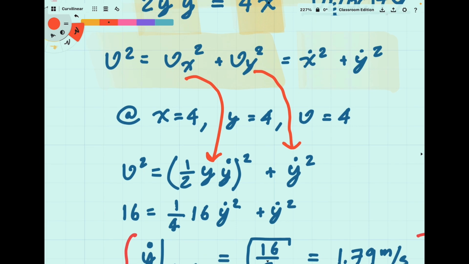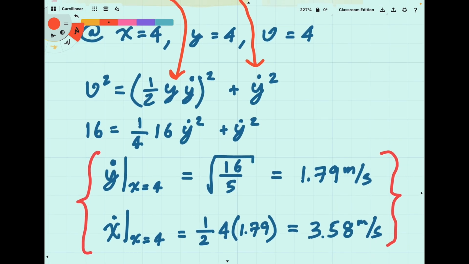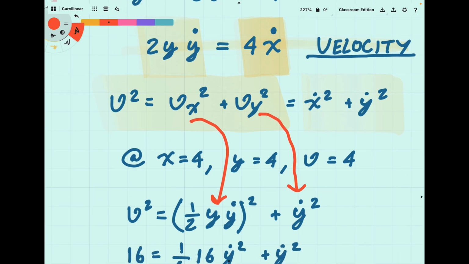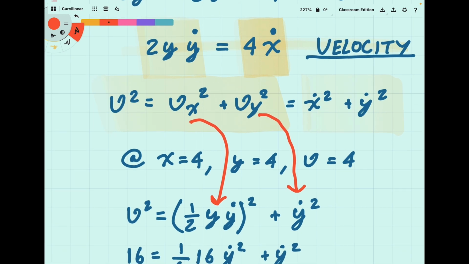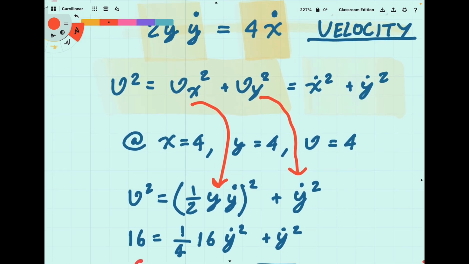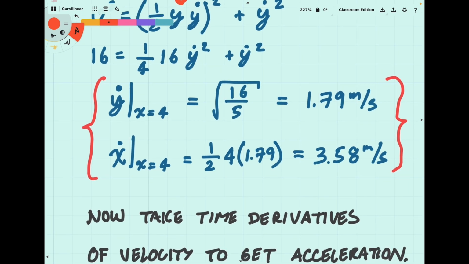And now in that, I know V is 4. I know Y at the position I'm interested in is 4. I can solve for Y dot, which is the velocity in Y at x is equal to 4. And that just comes out to be 1.79. Once I have that, I can go back to my velocity relationship at the top of the page and solve for x dot. I've just got 2 times y dot, so 2 times 4 times 1.79 divided by 4, and that gives me x dot of 3.58.